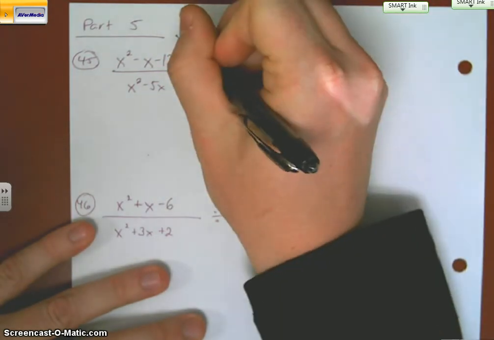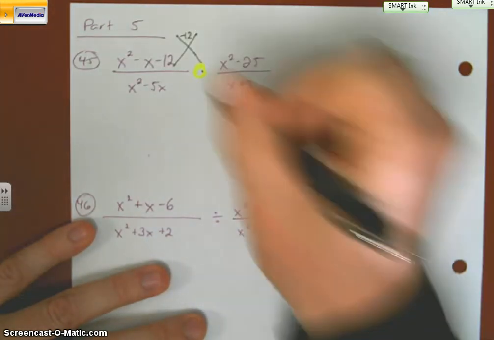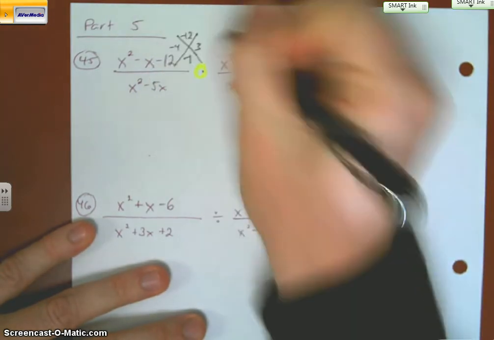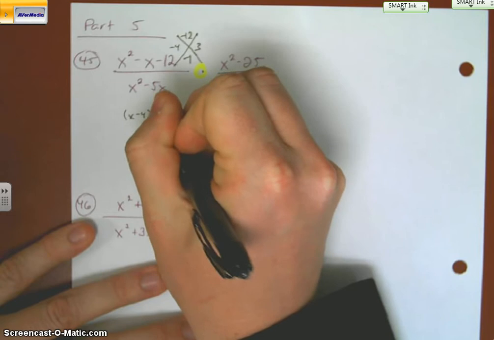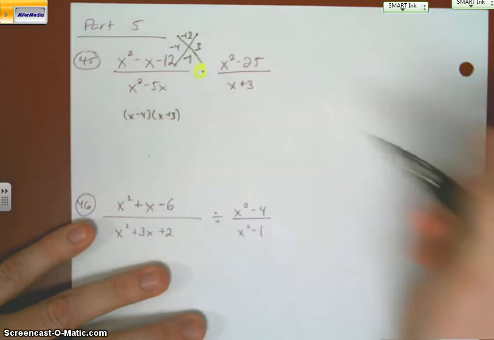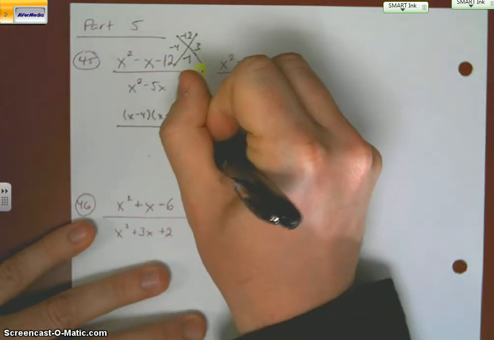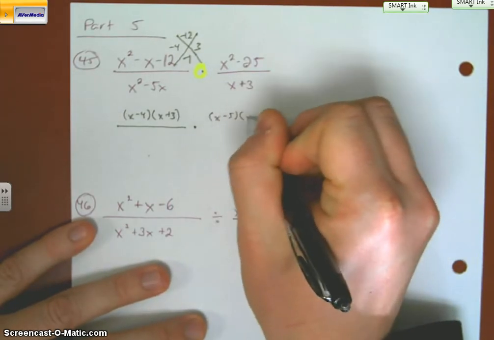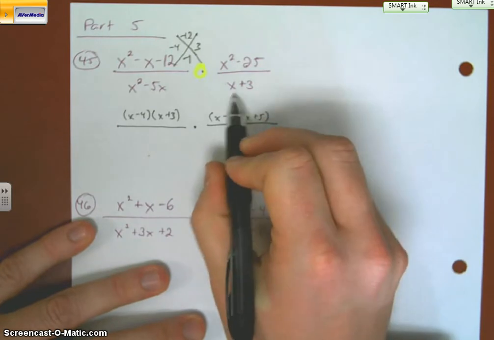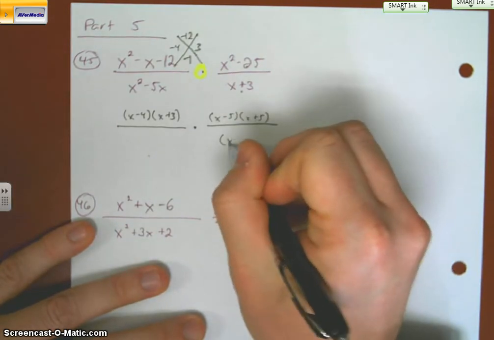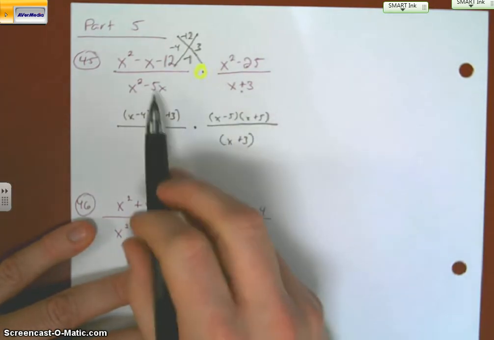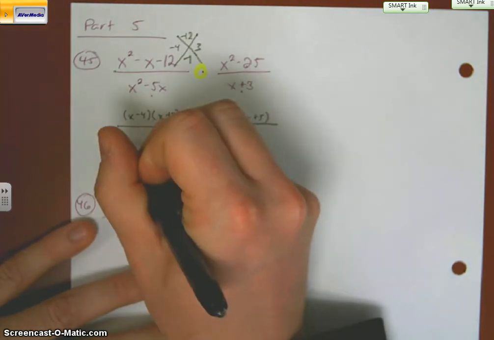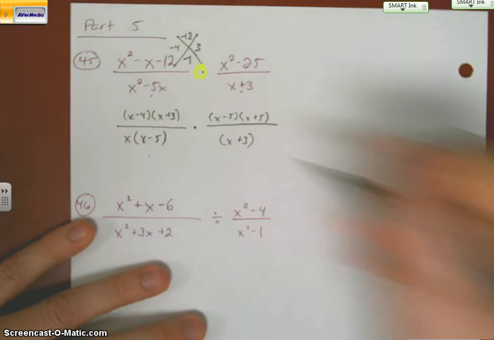Okay, so negative 12 and negative 1. So we end up with negative 4 and 3. Here we have a difference of squares. So x minus 5, x plus 5. This particular one we cannot factor. And this one right here is not a difference of squares because this is not a perfect square. This is actually a GCF of x.